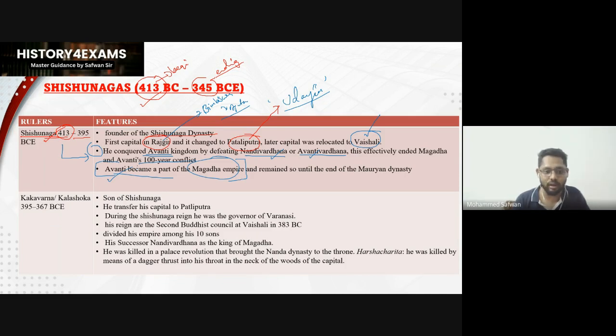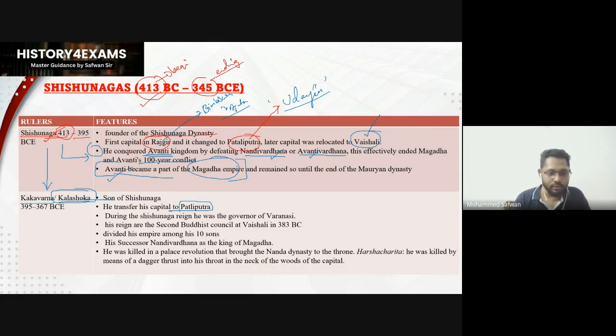Thus you have to learn each and every point. After Shishunaga comes his son Kalashoga, whose common name is Kalashoga. He is the son of Shishunaga. He transferred his capital again back to Pataliputra from Vaishali.